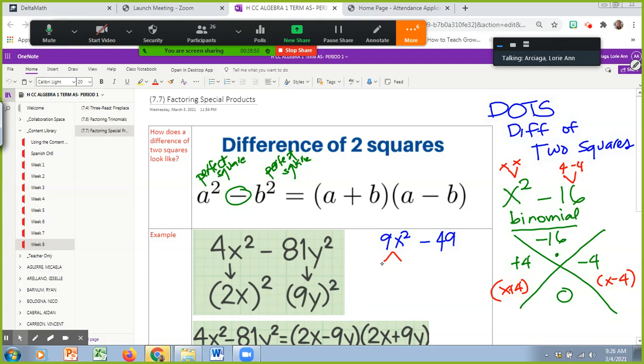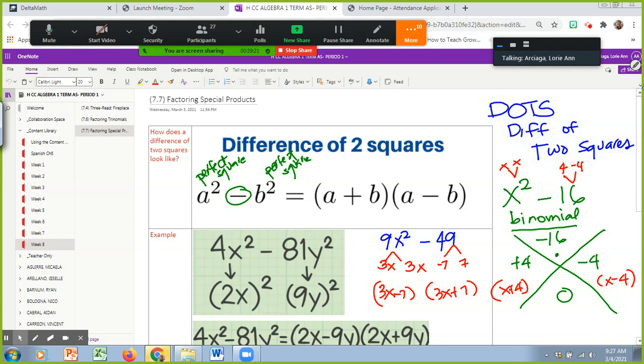So what two same numbers multiply to 9? 3 and 3. There you go. And then this is just x squared, so you just put x and x. Now what about 49? What two same numbers multiply to 49? 7 and 7. Very good. And this is negative, so one has to be negative and the other has to be positive. And you got it already even without doing the x method. So 3x minus 7 and 3x plus 7. Am I making sense here?